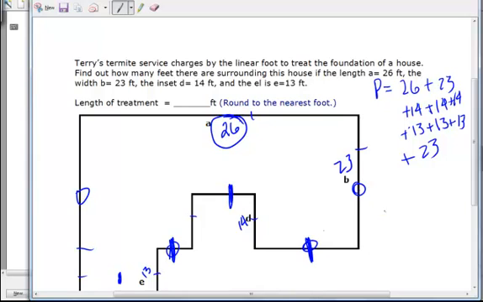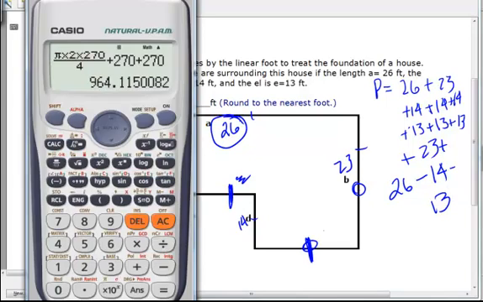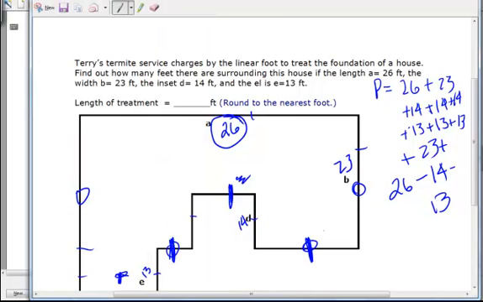So what we can do is take plus 26, we'll say the whole thing, and then subtract this part because we already added it, and subtract this part down here because we already added it. So then we would just press that all on our calculator. 26 plus 23 plus 14 plus 14 plus 14 plus 13 plus 13 plus 13 plus 23 plus 26, subtract 14, subtract 13 is 152.